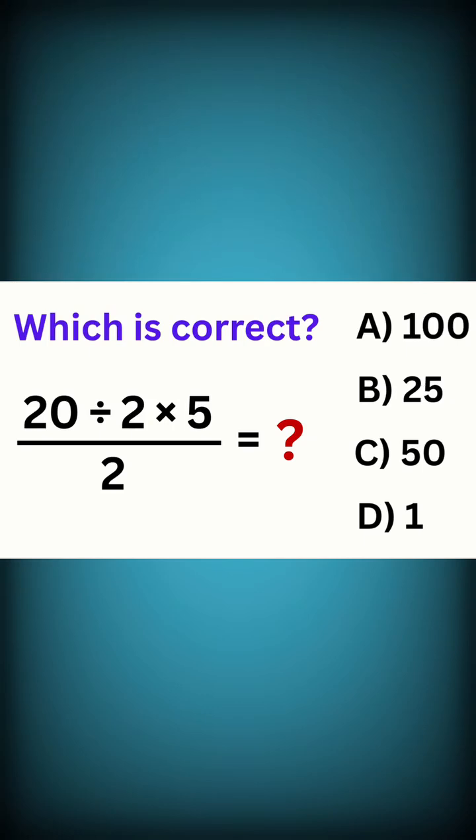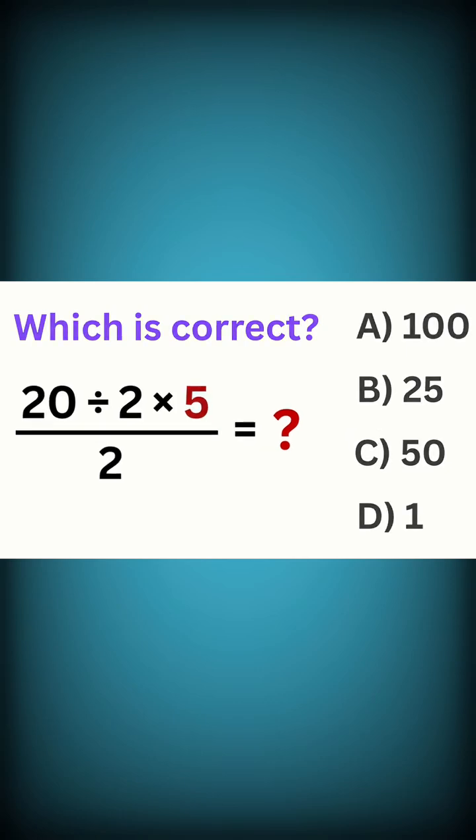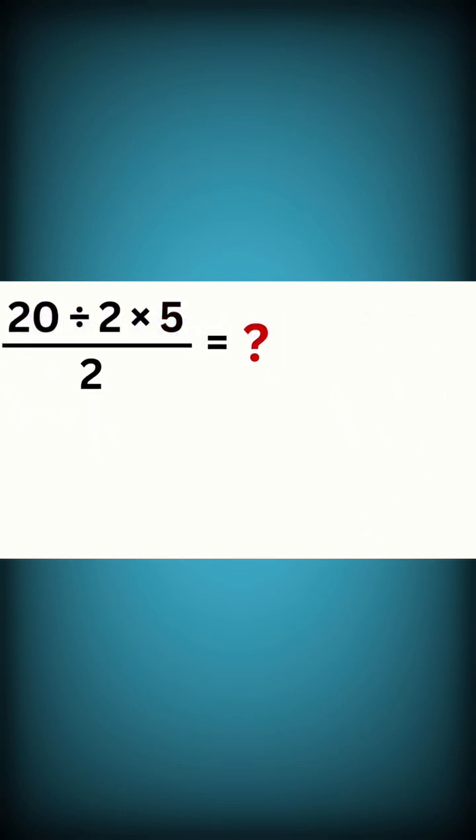Let's take a look at a math problem that looks very simple at first, but actually confuses a lot of people. The question is this: what is the value of 20 divided by 2 multiplied by 5 divided by 2? That's it. Just a short string of operations with no brackets, no powers, and only the numbers 20, 2, and 5. Now, at first glance, some people might first start by multiplying 2 with this 5 and get 10.